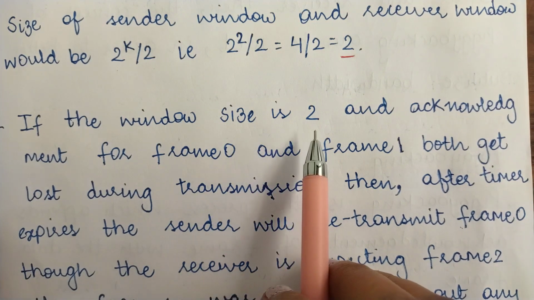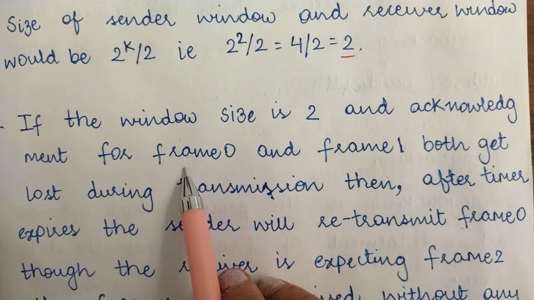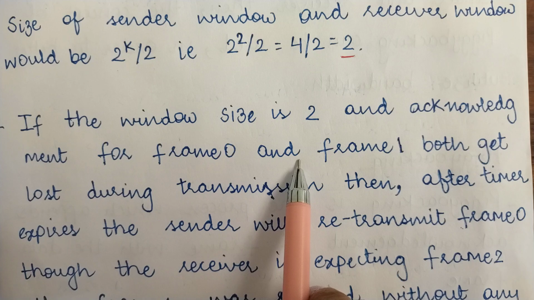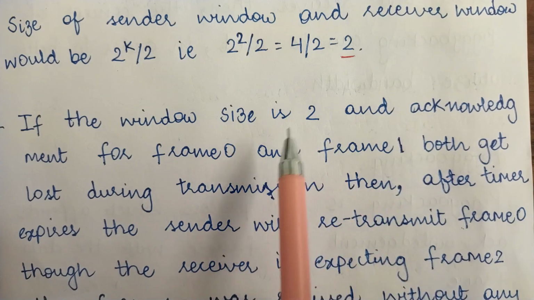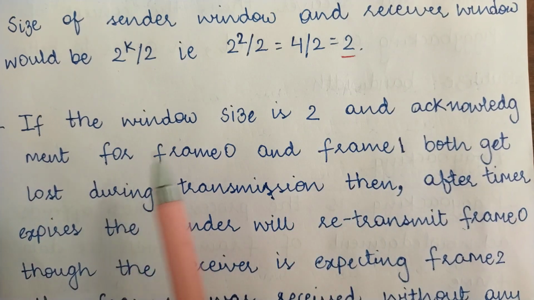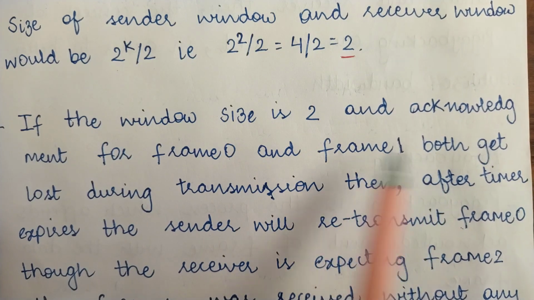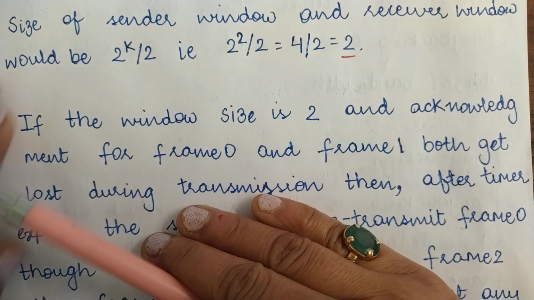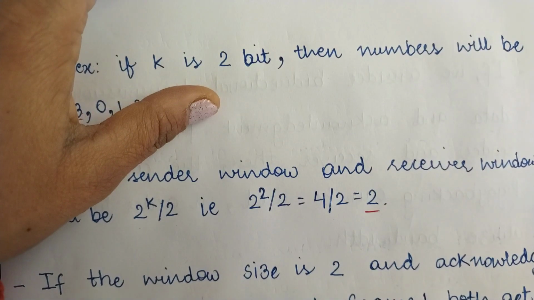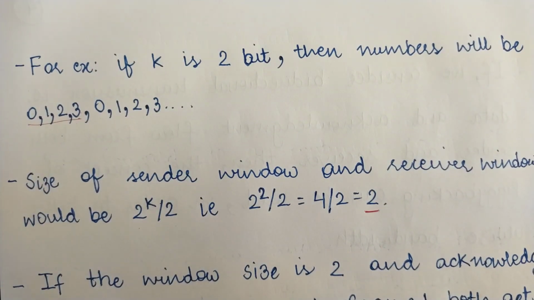If the window size is 2, then the acknowledgement for frame 0 and frame 1 will be sent to the sender after frame 0 and frame 1 have been received properly, and next the sender would be expecting frame 2 and so on. So this is all about selective repeat ARQ.